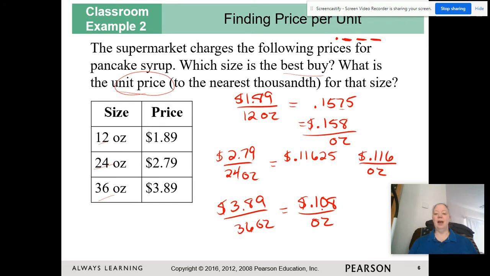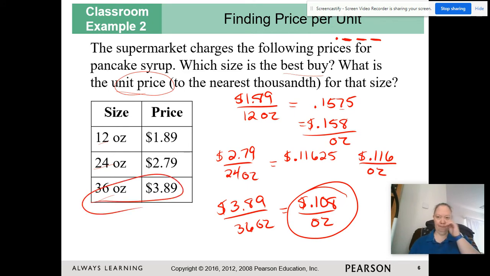Now, I asked this question. Some students, for some reason, misunderstand what the question is asking. And so what they will do is think more money is better, but in this case, it's money we are paying. So less money is better. Less is better when it comes to paying for something. So we're looking for the smallest per ounce, which would be the 36-ounce pancake syrup.